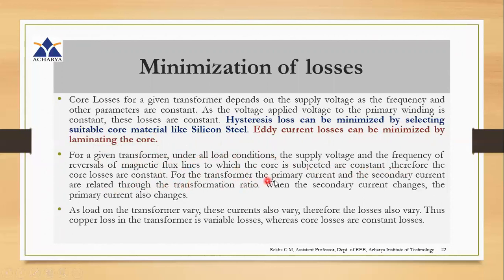For the transformer, the primary current and the secondary current are related to the transformation ratio. When the secondary current changes, the primary current also changes. As the load on the transformer varies, these currents also vary. Therefore, the losses also vary. Thus, the copper loss in the transformer is a variable loss. So, it can be minimized by reducing the load.